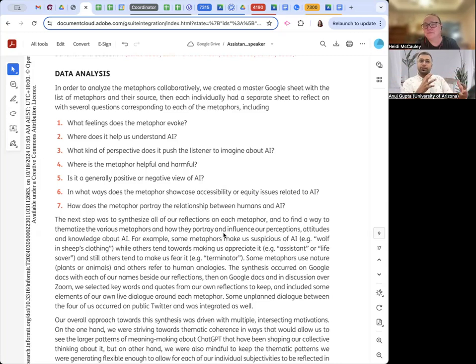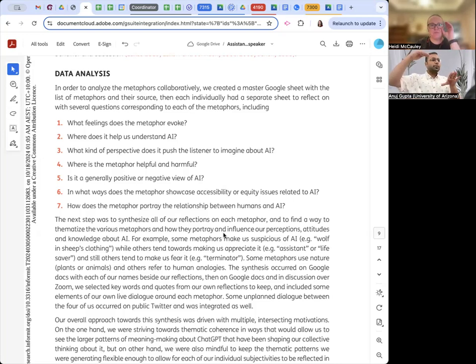So we had these discussions about what each of those metaphors were doing to our own thoughts and what we thought it could be doing to other people's thoughts. And that's where these questions started to emerge, like, okay, what feelings are these metaphors arousing in us? How does it help us understand AI? What kind of perspective is it pushing on the listener?